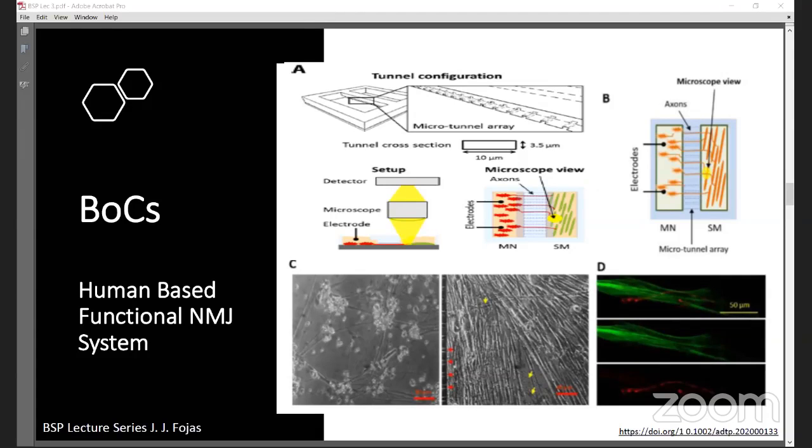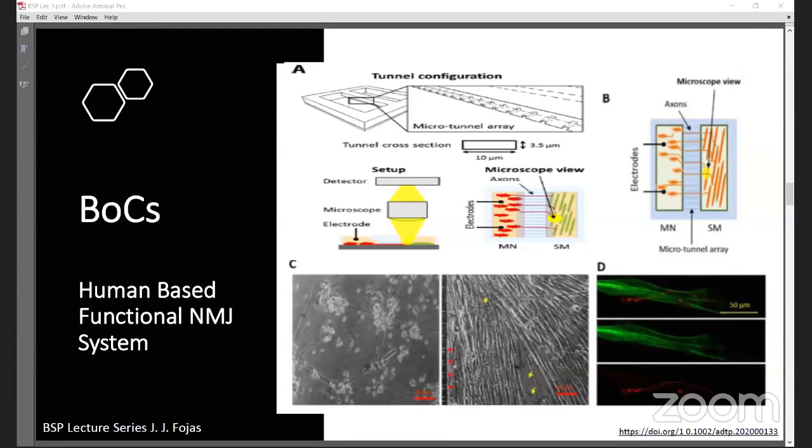The iPSC-MNs, your motor neurons, were co-cultured separately with your wild-type skeletal muscle, or WT-SKM, where the MN chamber and SKM chamber were connected through microtunnels that were axon permissible, but chemically and electrically impermeable. So that's very important. Your axons can actually travel through, but chemical and electrical permeability is not present.